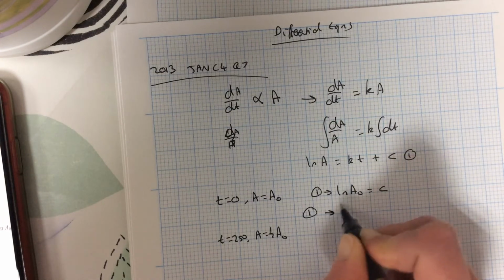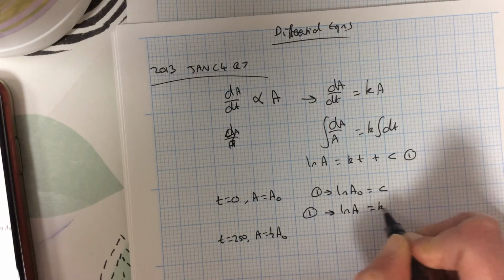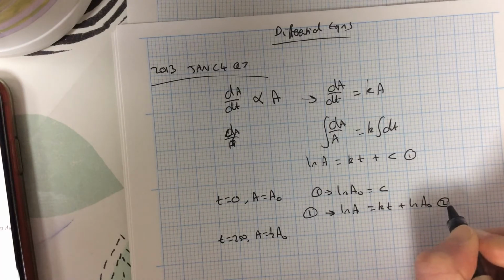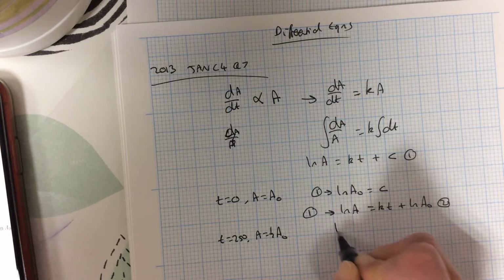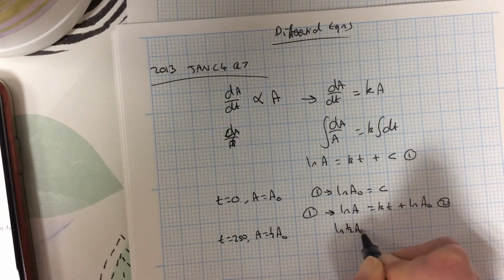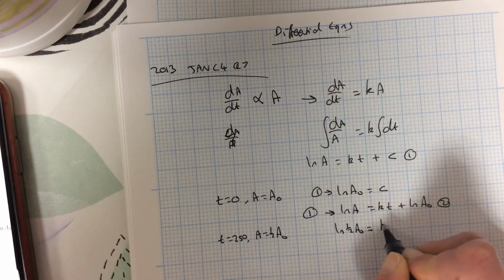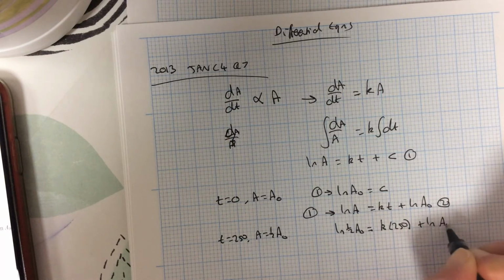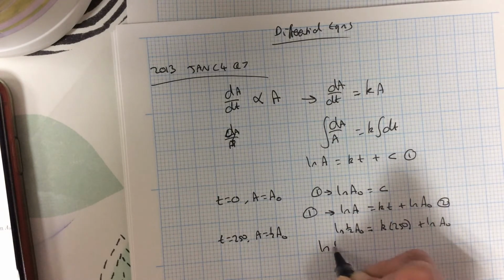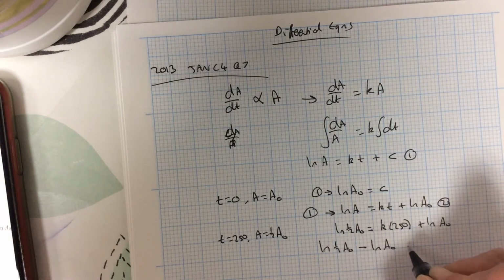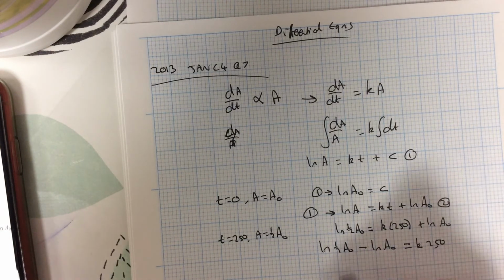So equation 1 becomes log A equals Kt plus log A0. Call that equation 2. Now putting this piece of information in, it's log of a half A0 equals K times 250 plus log A0. Put the logs on one side. So log of half A0 minus log A0 equals K times 250.